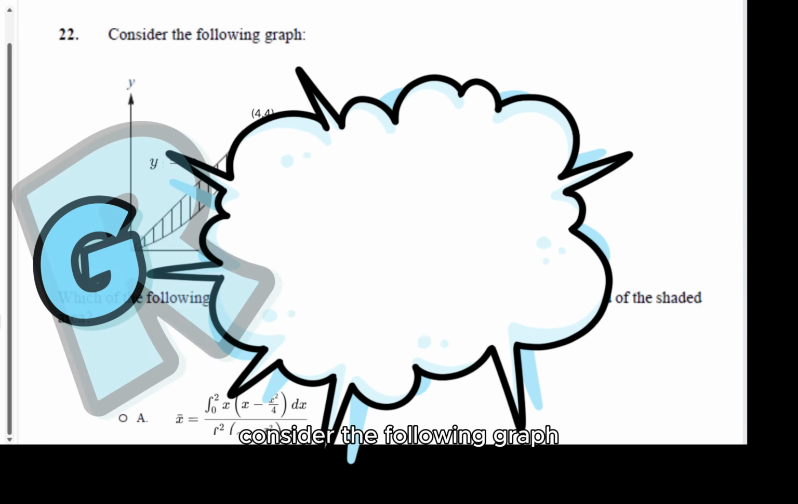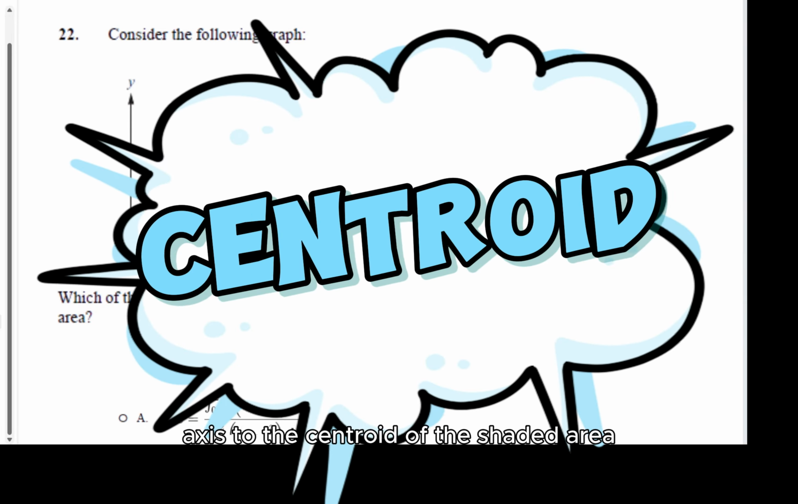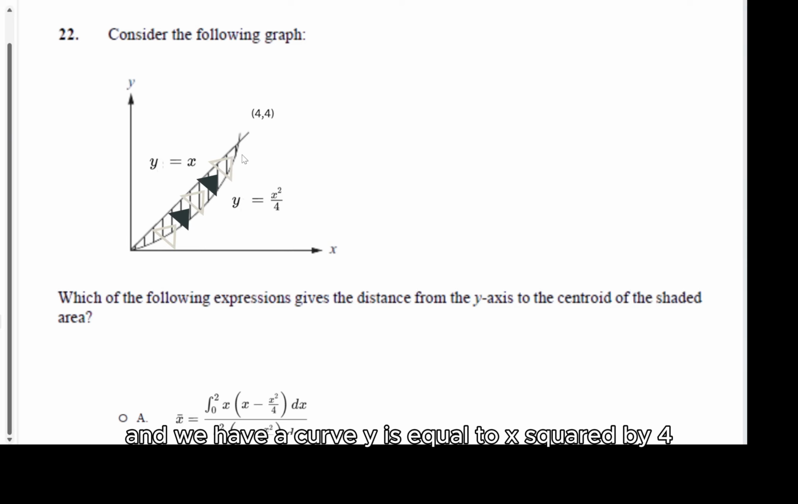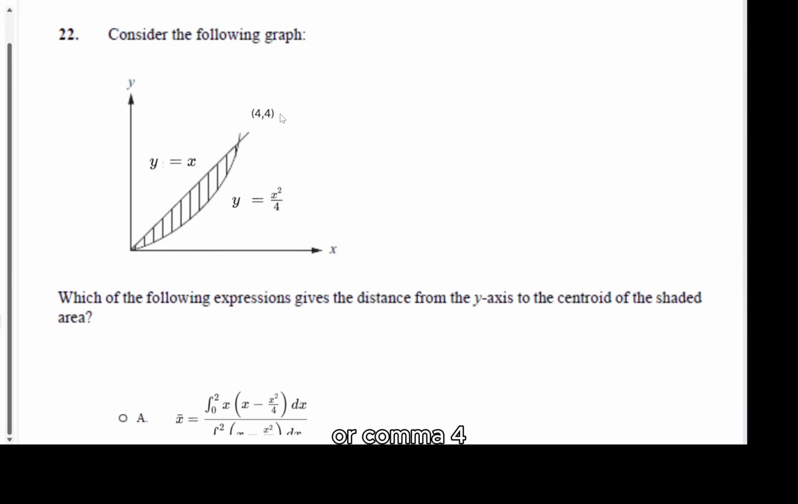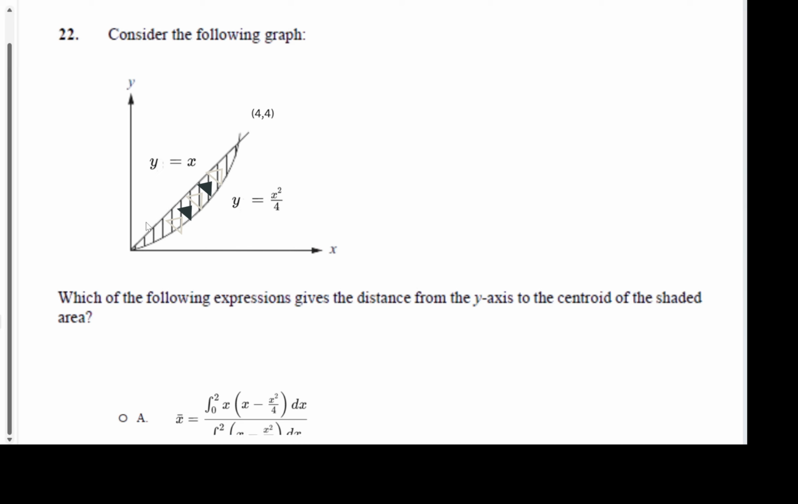Consider the following graph. Which of the following expressions gives the distance from the y-axis to the centroid of the shaded area? Simply put, we have a line y equals x going through the origin, and we have a curve y equals x squared by 4 that intersects this line one time at the origin and again at (4, 4), the coordinate of the second intersection.